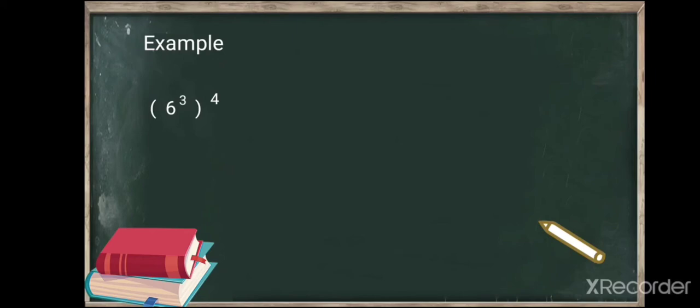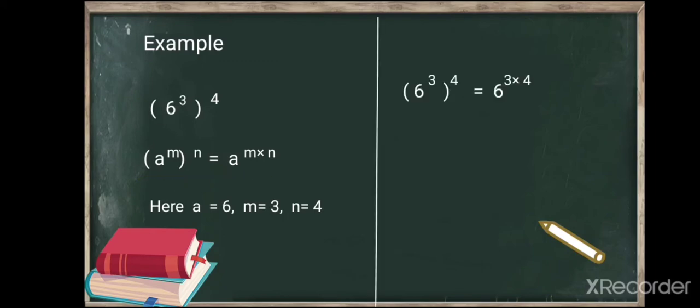6 raised to 3 whole raised to 4. So this question is similar to this law. Again, by comparing, we will get the value of a is equal to 6, m is equal to 3 and n is equal to 4. So substitute all this in our formula. So we will get this value. 6 raised to 3 into 4. Multiplication of 3 into 4 is equal to 12. So we will get here 6 raised to 12.